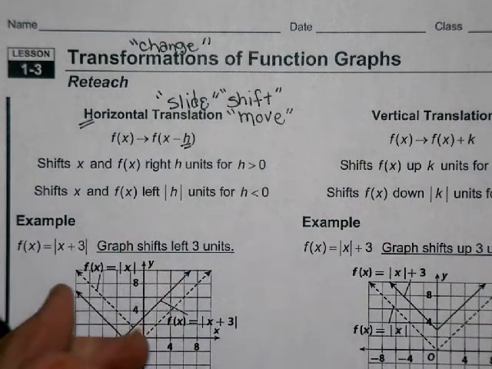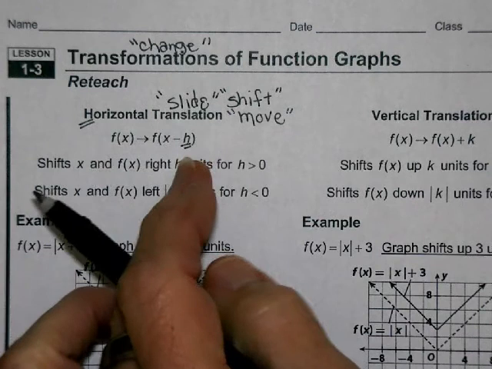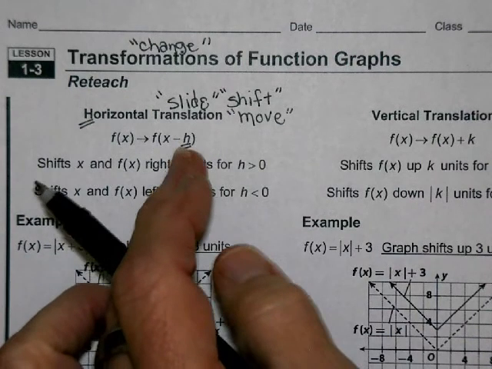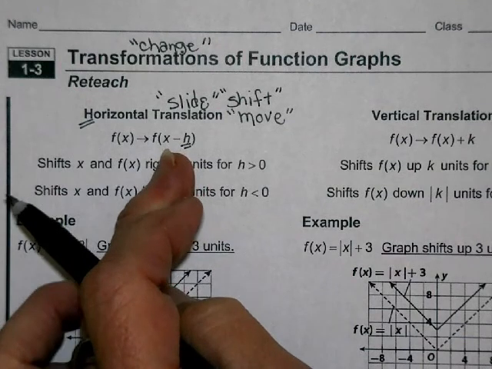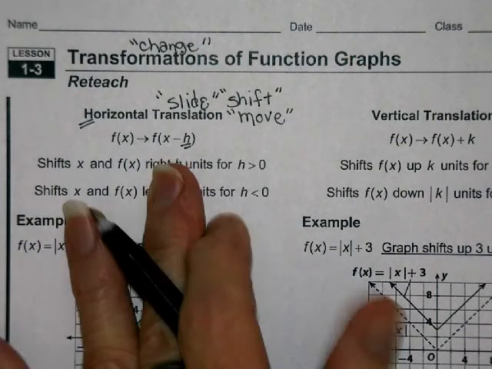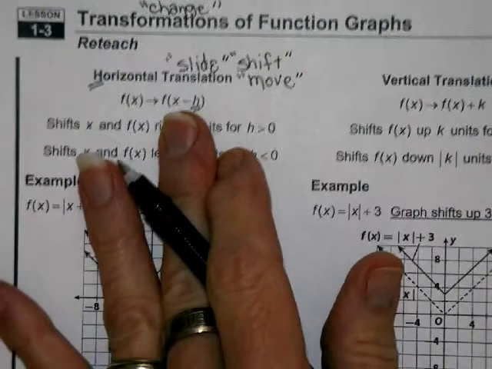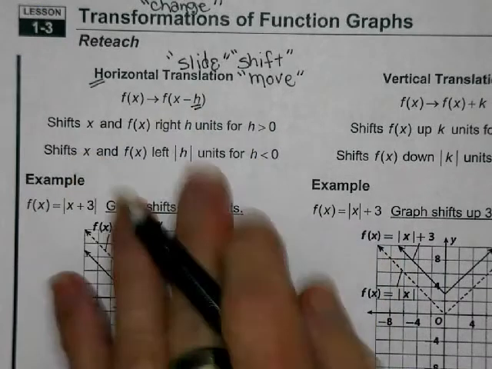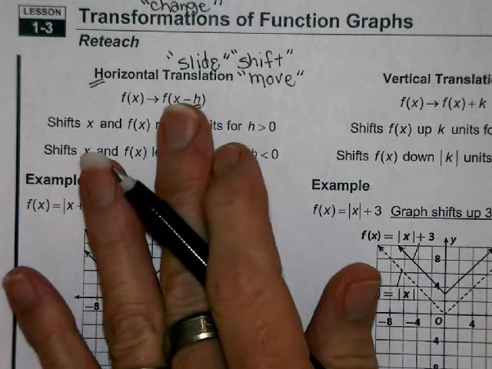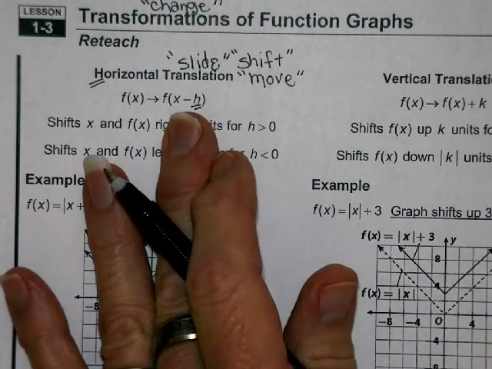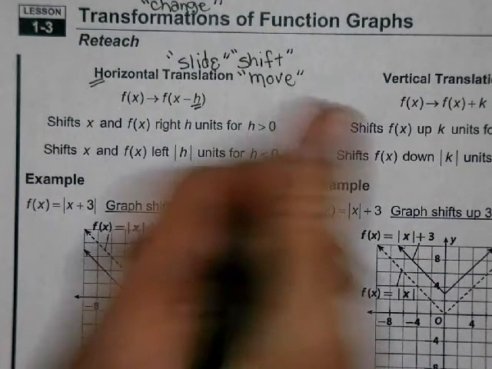In other words, the picture stays the same. It just moves around depending on what's being subtracted from h. Why do they subtract it? Because of the nature of the graph: when you mess with the x, you take away a positive number, it moves to the right.